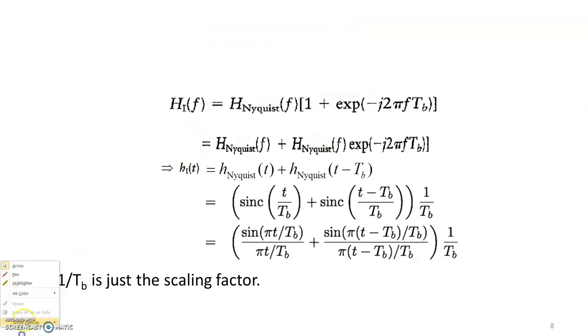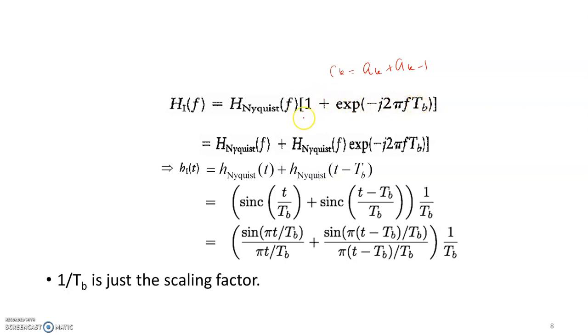We know the transfer function of the overall duobinary system is given by H Nyquist multiplied by the response of the duobinary encoder. That is 1 plus, since the output of the duobinary is c k, given by a k plus a k minus 1, the response is 1 plus e raised to minus j 2 pi f Tb. This is cascaded with the ideal Nyquist channel, H Nyquist. So your overall duobinary response is H Nyquist times 1 plus e raised to minus j 2 pi f Tb.